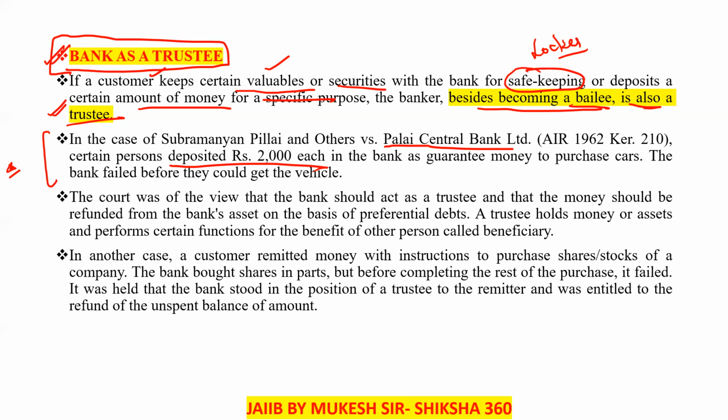Like in a lucky draw, they had to put in their applications. In the end, some applications were accepted and others were not. The bank failed before they could get the vehicle. Even though they did not get the vehicle, or applications were to be passed but not finalized, the bank failed.